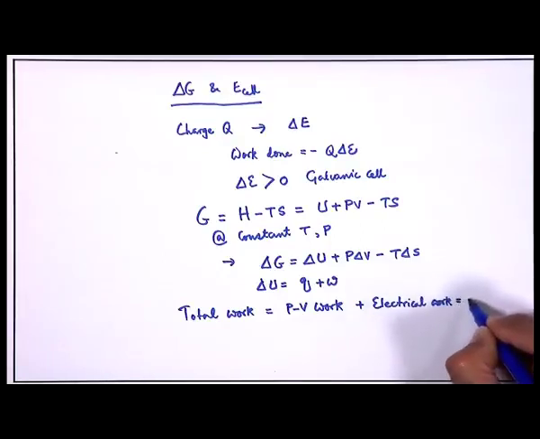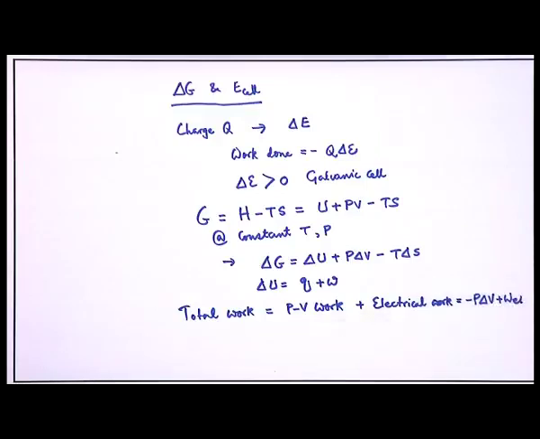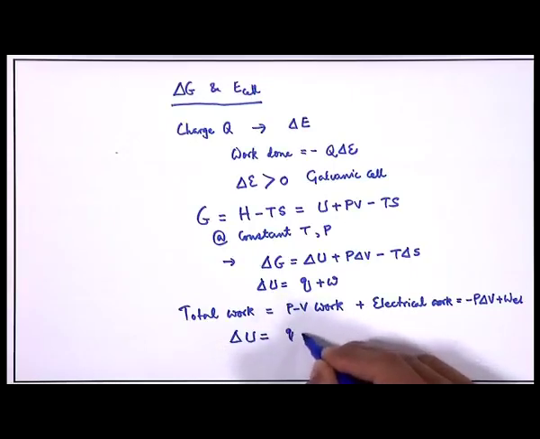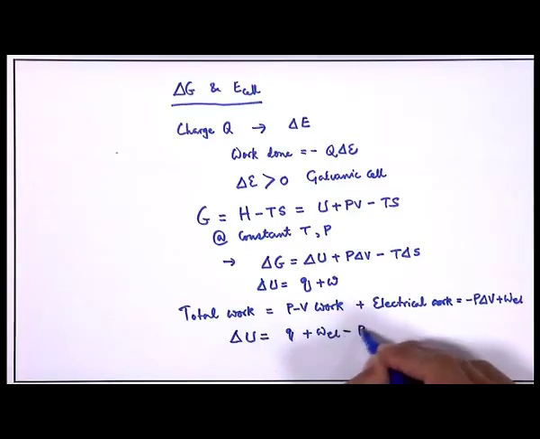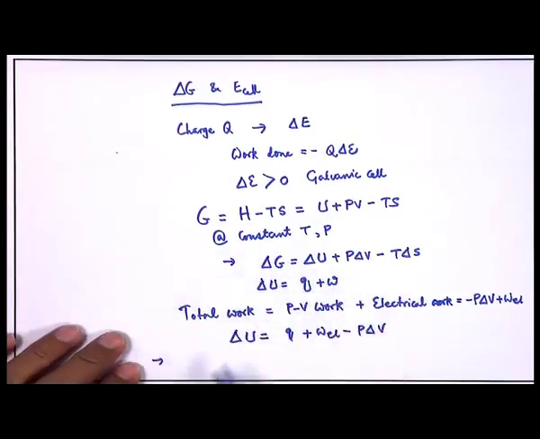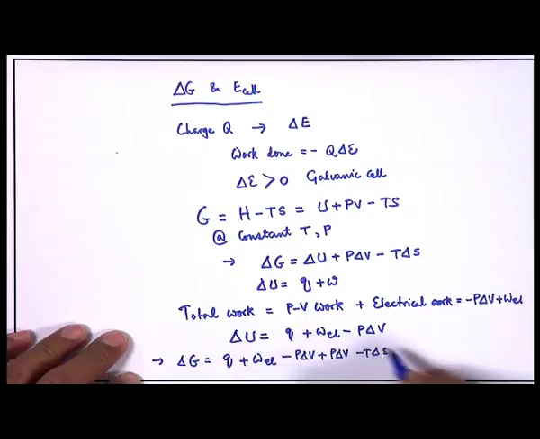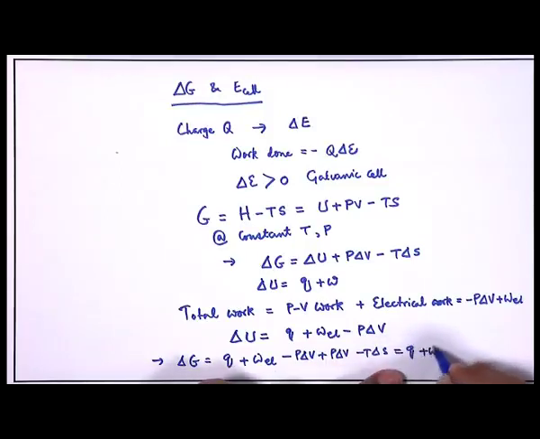So, we can write minus P delta V plus W electrical. Therefore, delta U is equal to Q plus W electrical minus P delta V. If we plug this information into the expression, we come to delta G is equal to Q plus W electrical minus P delta V plus P delta V minus T delta S, and that gives Q plus W electrical minus T delta S.